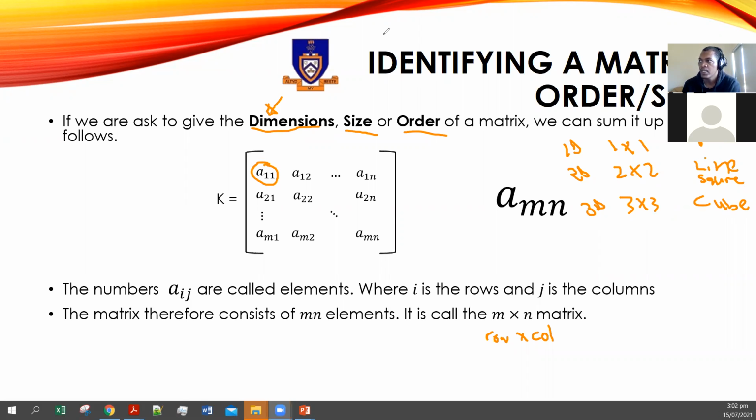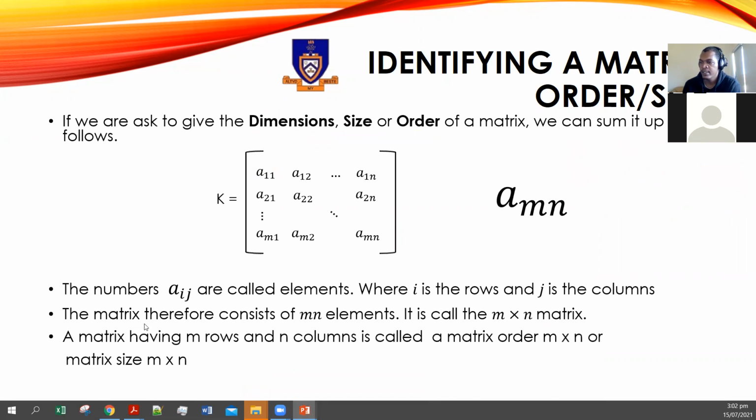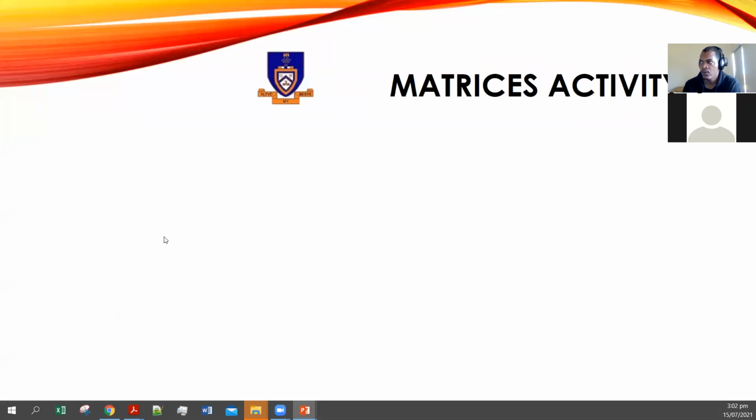I hope I've also explained that. I remember last time I didn't go too deep into the explanations, but it's always good to understand why the things are called this way. A matrix having m rows and n columns is called a matrix of order m by n, or matrix size m by n, or the dimension, as I've talked before.